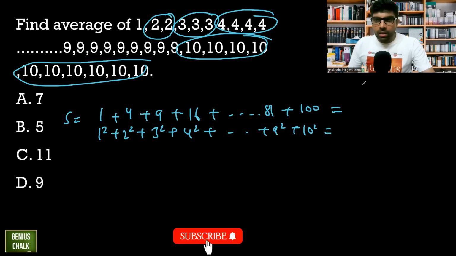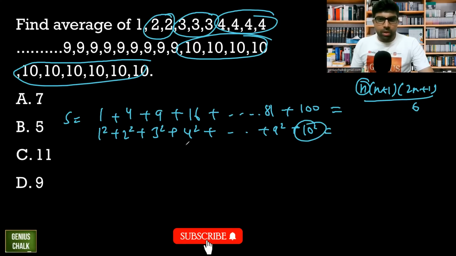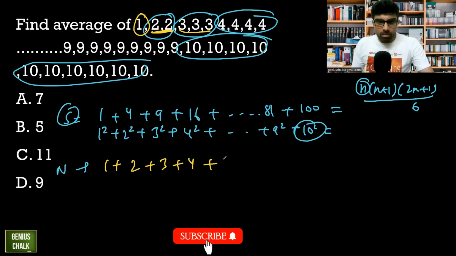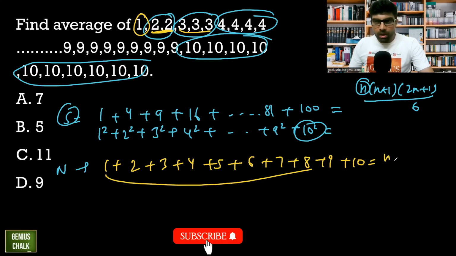So what is the sum formula? n into n plus 1 into 2n plus 1 by 6, where this n value is 10. Okay, so this is the sum. Now about the number of terms. The number of terms is 1 time, 2 times, 3 times, 4 times, 5 times, 6 times, 7 times, 8 times, 9 times, 10 times. So summation of 1 to n, what is the formula? n into n plus 1 by 2.